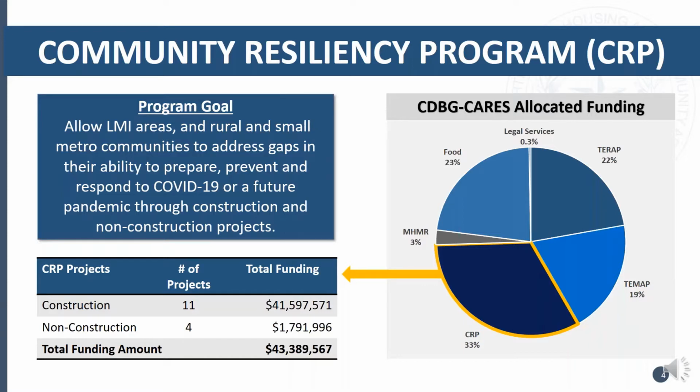With the CRP program, we've been able to have 11 construction projects and 4 non-construction projects, equaling 15 projects at approximately $43 million. On the right, you can see our pie graph of the different types of programs we have currently had since the beginning of this program, the CDBG CARES program, which came from COVID-19 money to allow states to help build their infrastructure for COVID as well as future pandemics. And as you can see, 33% of that goes to this particular project, CRP.